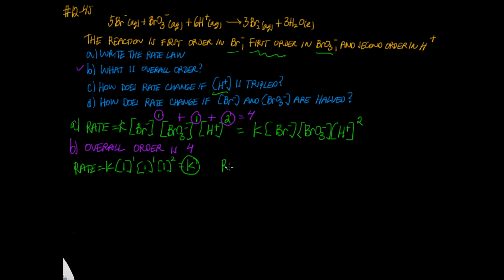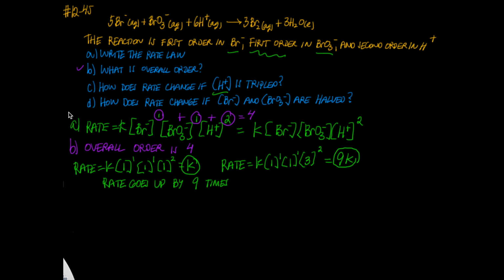And now let's go ahead and pretend like that concentration for H plus has been tripled. So if we triple 1, it's going to become 3, and that's still squared, okay? So 1 to the first power is 1, 1 to the first power is 1, and 3 squared is 3 times 3, which is 9. So this comes out to 9 times the rate constant. Okay, so the answer here is that the rate goes up by 9 times. Okay, the reaction rate is going to be 9 times as fast.